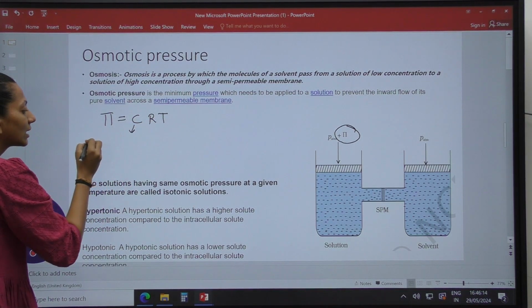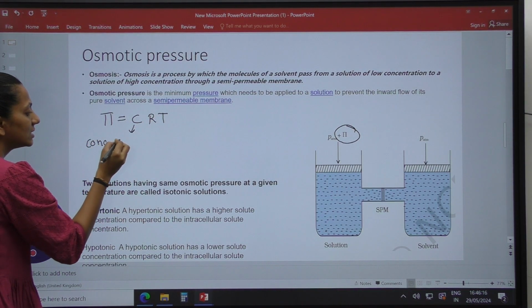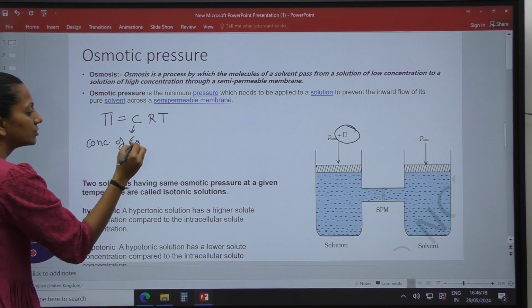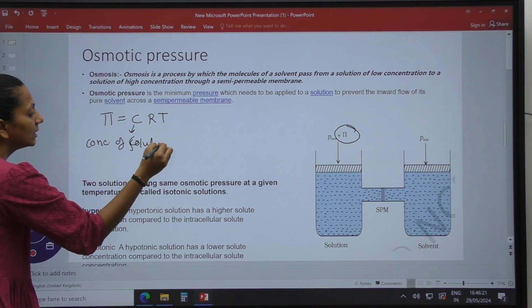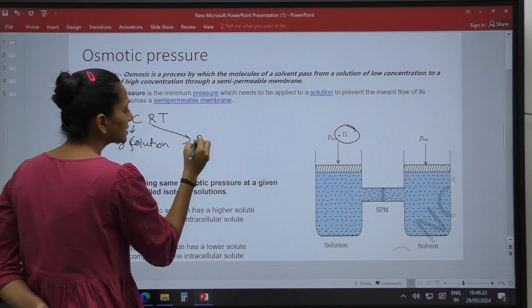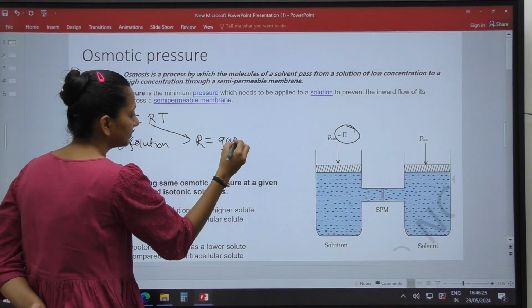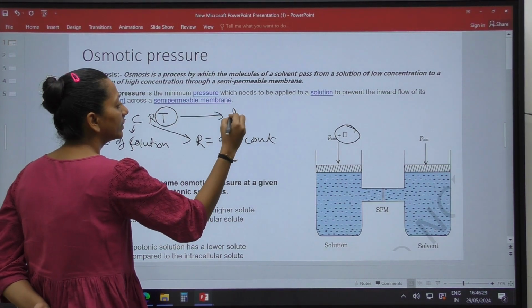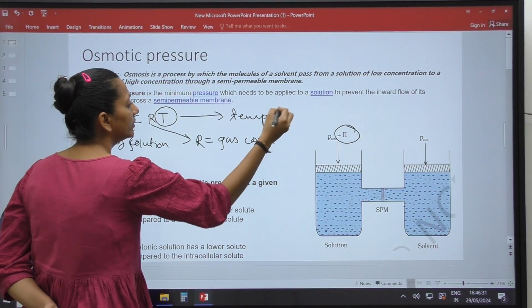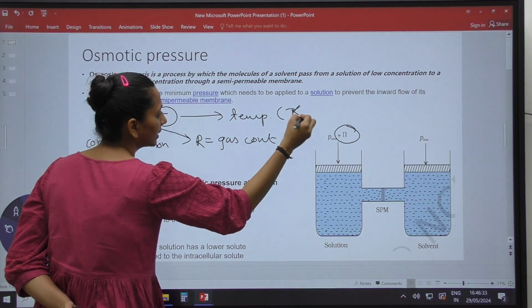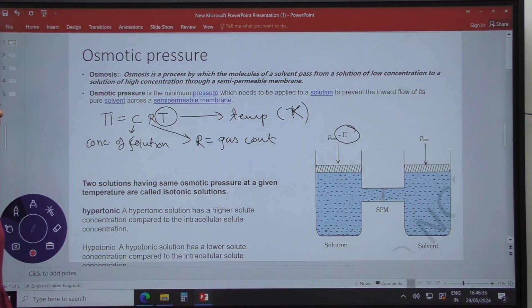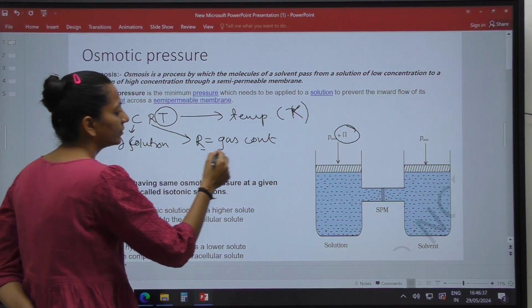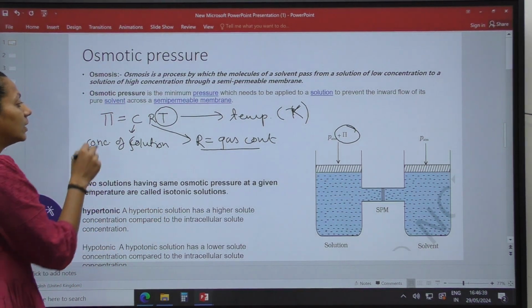C is the concentration of solution. R is the gas constant, and T is your temperature. Temperature will be taken in Kelvin. The gas constant will have a different value according to the unit of osmotic pressure.